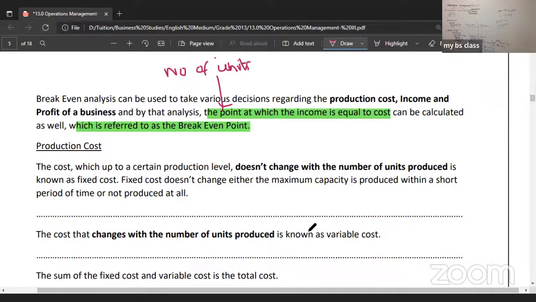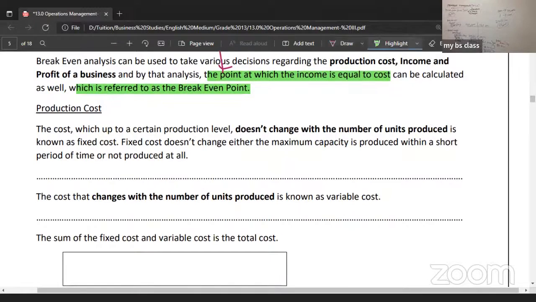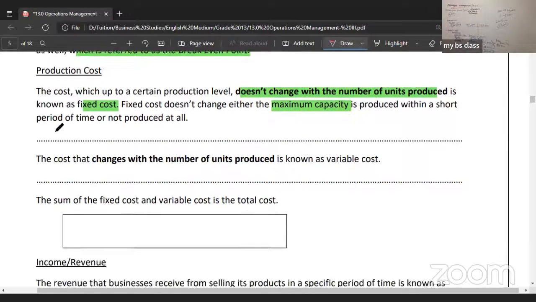Right? The cost which, up to a certain production level, does not change with the number of units produced is known as a fixed cost. And also fixed cost doesn't change with the maximum capacity for the short period. Shall we again write the two types of cost: the cost that changes with the number of units, which is variable cost, and this is fixed cost.